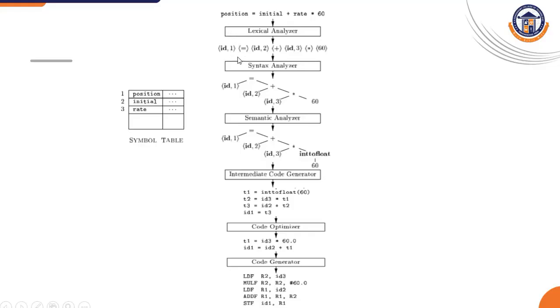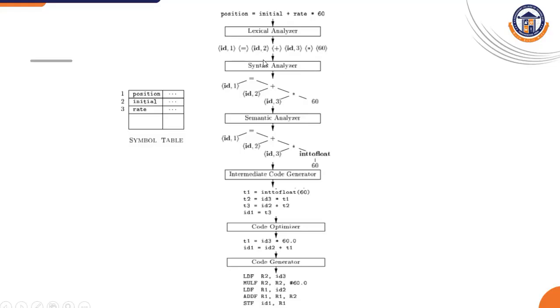The next token is equals, represented as the equal token. Then initial is converted to the second id. So id is the name of the initial token, and 2 is the symbol table entry. Next token is plus, and next, rate is converted into id, comma 3, where 3 is the symbol table entry. In the symbol table, the third position, rate, is entered. Then star is the token, and 60 is the constant value. So the output of the lexical analyzer is the sequence of tokens.